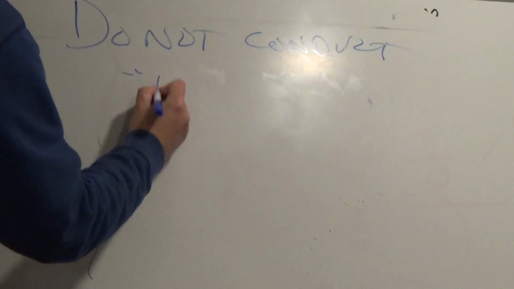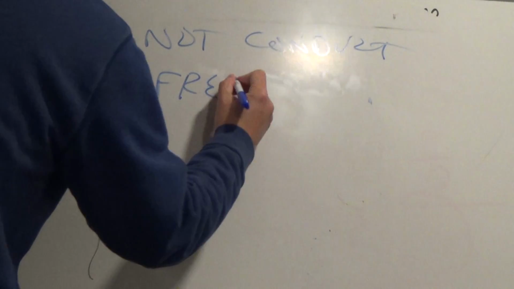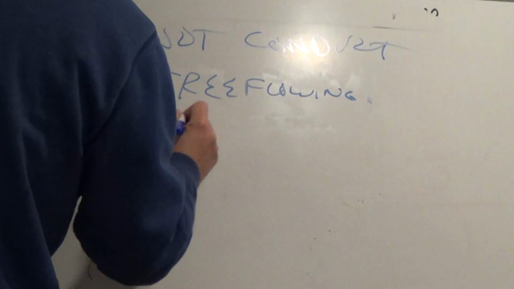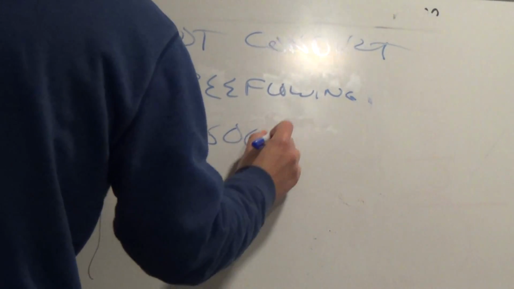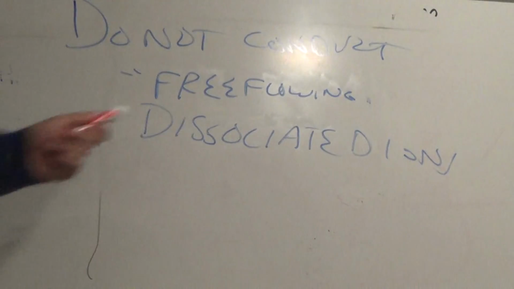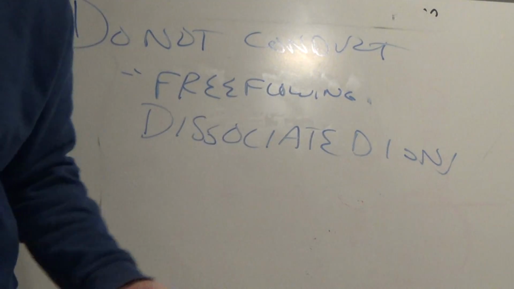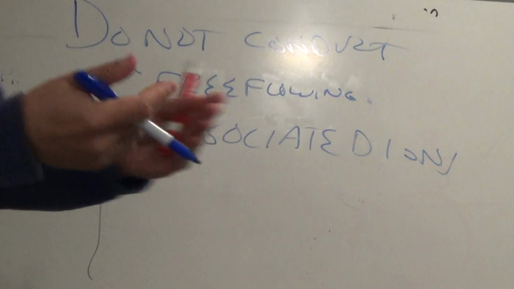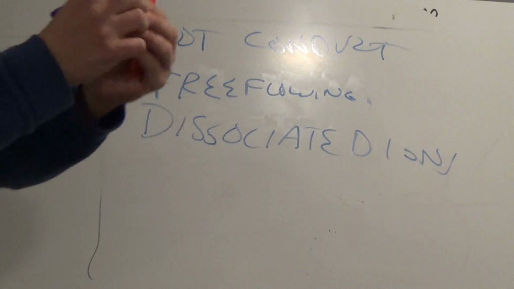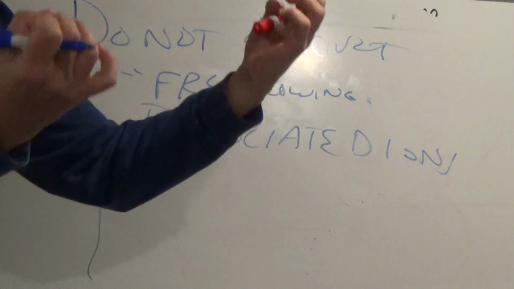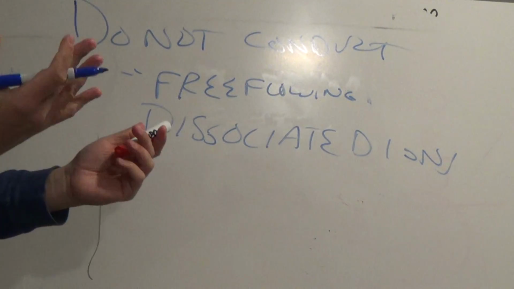Because why? You need free flowing, dissociated ions to have that happen in solution. So somebody asked a question today, something to the effect of, can an ionic compound dissolve when it's in its liquid form? And the answer would be no, it has to be dissolved and has to be dissociated. The compound has to dissociate in its free ions to conduct electricity.